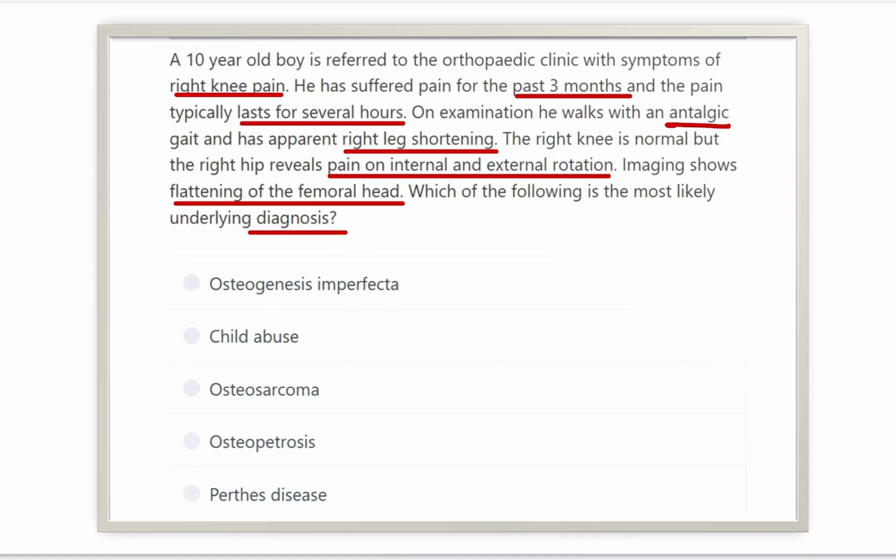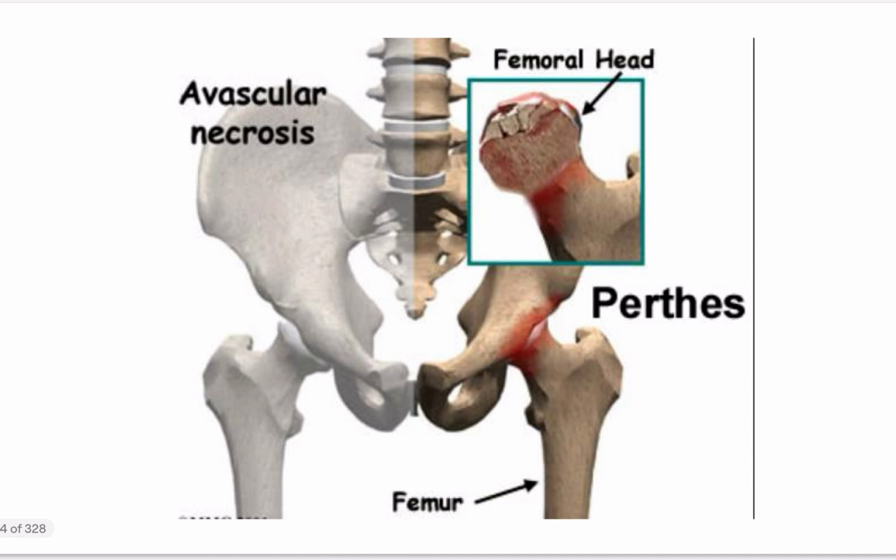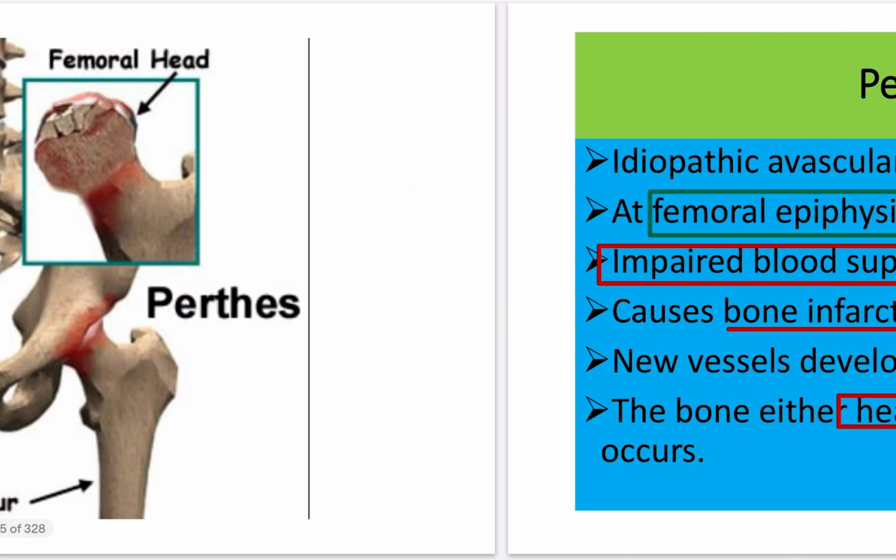What is the diagnosis? Here are the options: osteogenesis imperfecta, child abuse, osteosarcoma, osteopetrosis, and Perthes disease. So let's see. First of all, this is the femoral head, and the upper part of the femoral head is reduced or destroyed. Here we can see this occurs, and with the symptoms, it is Perthes disease. Let's see details about Perthes disease.